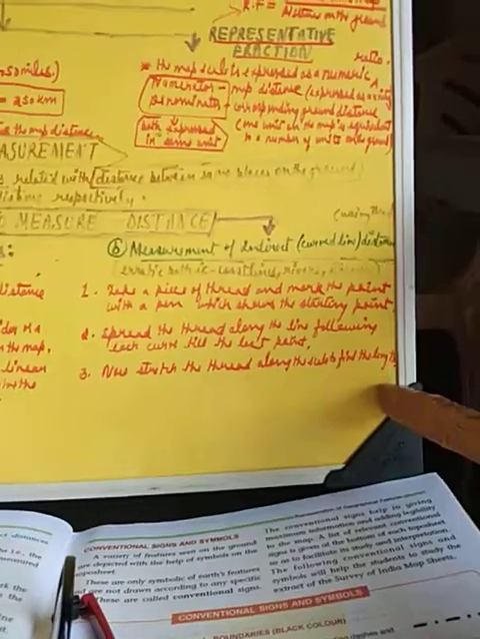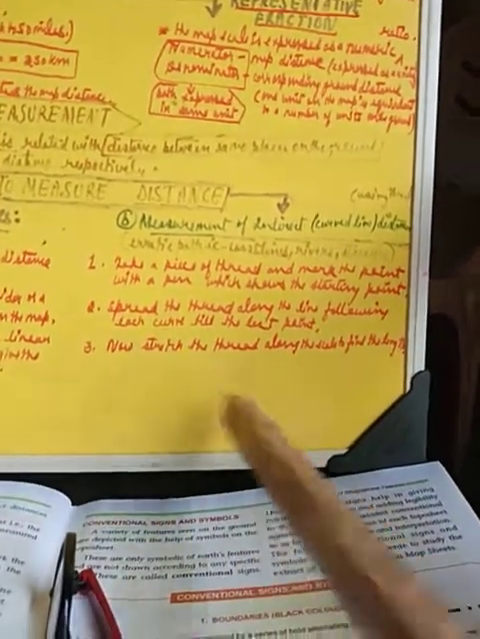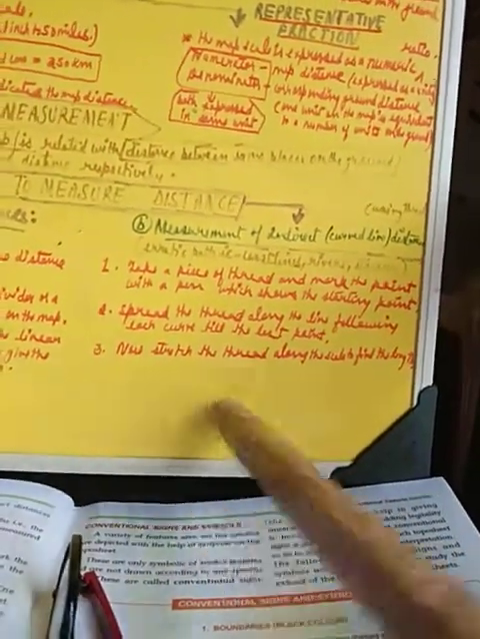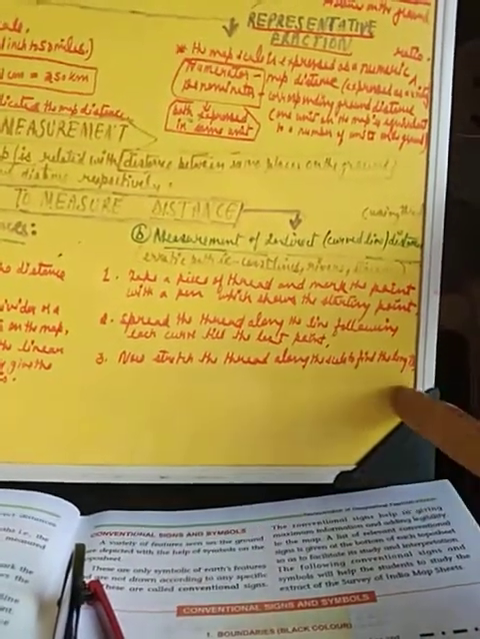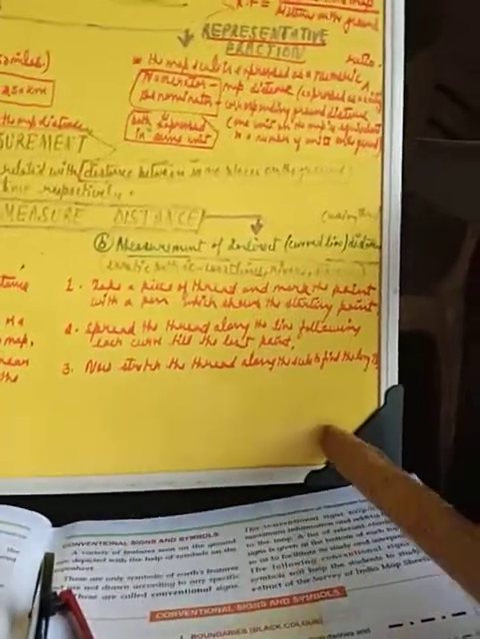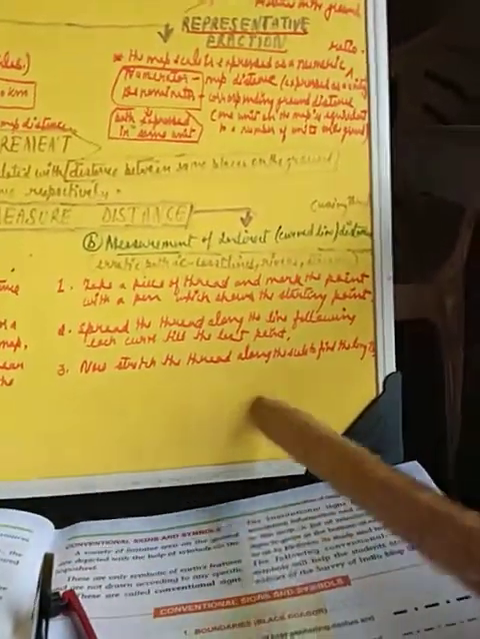You have to start measuring like this, following each curve from the starting point to the last point. When you finish that, stretch the thread along the scale to find the length. Whatever length you have got, keep it on the scale and measure it, and you will get the result.